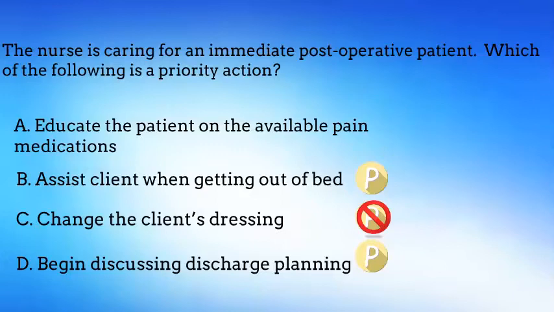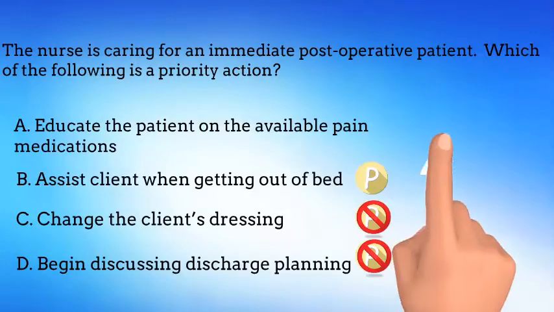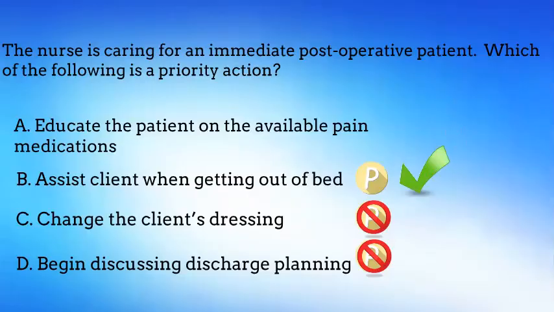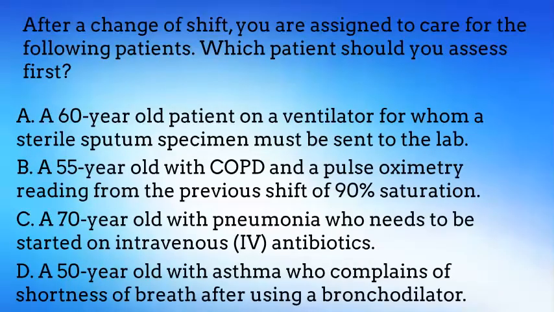Option D is similar because we're talking about the patient's future safety, not something that we're going to do in the here and now. Therefore, we can eliminate this one as well. So by process of elimination, we can confidently say that B is our correct answer. Assist the client when getting out of bed to prevent falls in the here and now.